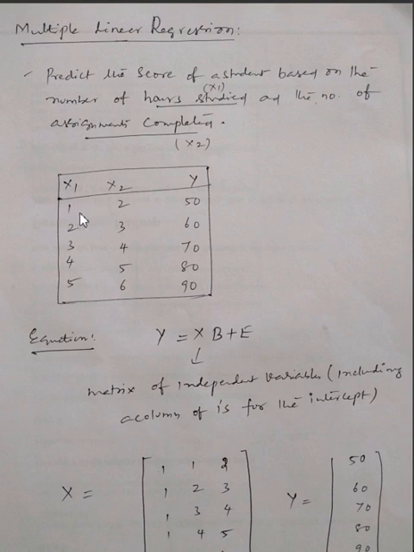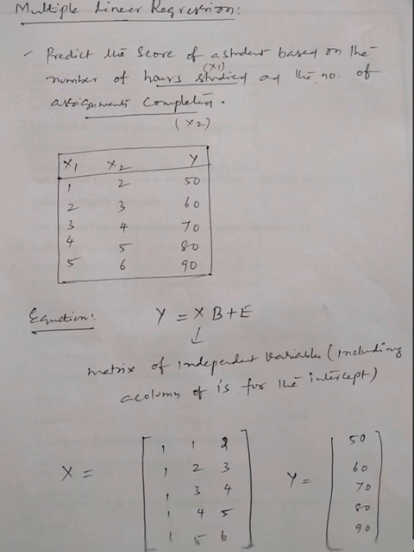So in this case, x1 is the number of hours studied and x2 is the number of assignments completed. If a student studied 1 hour and completed two assignments, the score can be 50. 2 hours studied and three assignments completed, the score will be 60. 3 hours studied and four assignments completed, then the score will be 70. Likewise, this is the data set, and we need to develop the multiple linear regression model and test that model with unseen data, right? So let us go with this example and see how to solve this problem.